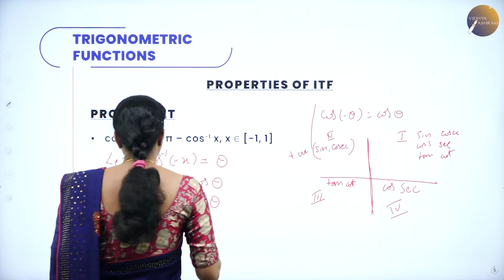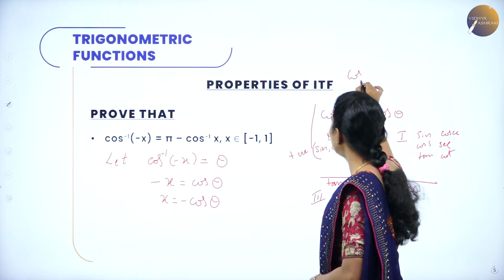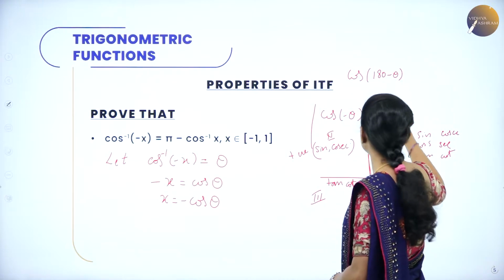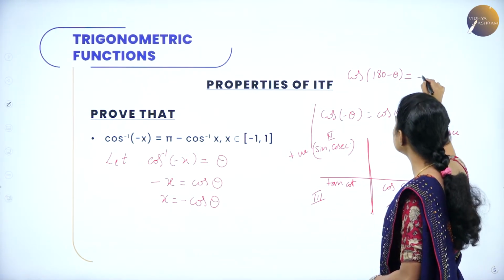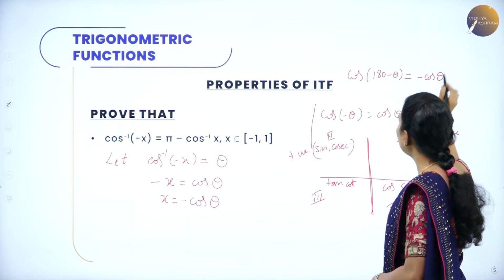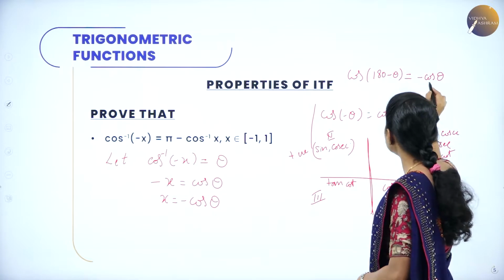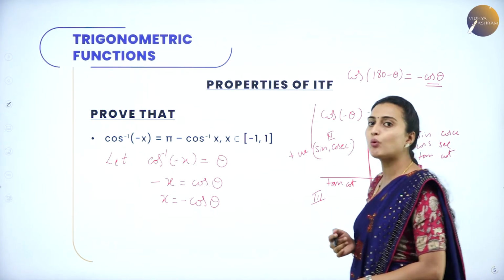Cos of 180 minus theta, here I am going to write it as cos of 180 minus theta is equal to what is that? Minus cos theta. Why is it minus cos theta? In the multiples of 180, cos is becoming cos only. Why negative sign? 180 minus theta falls in which quadrant?